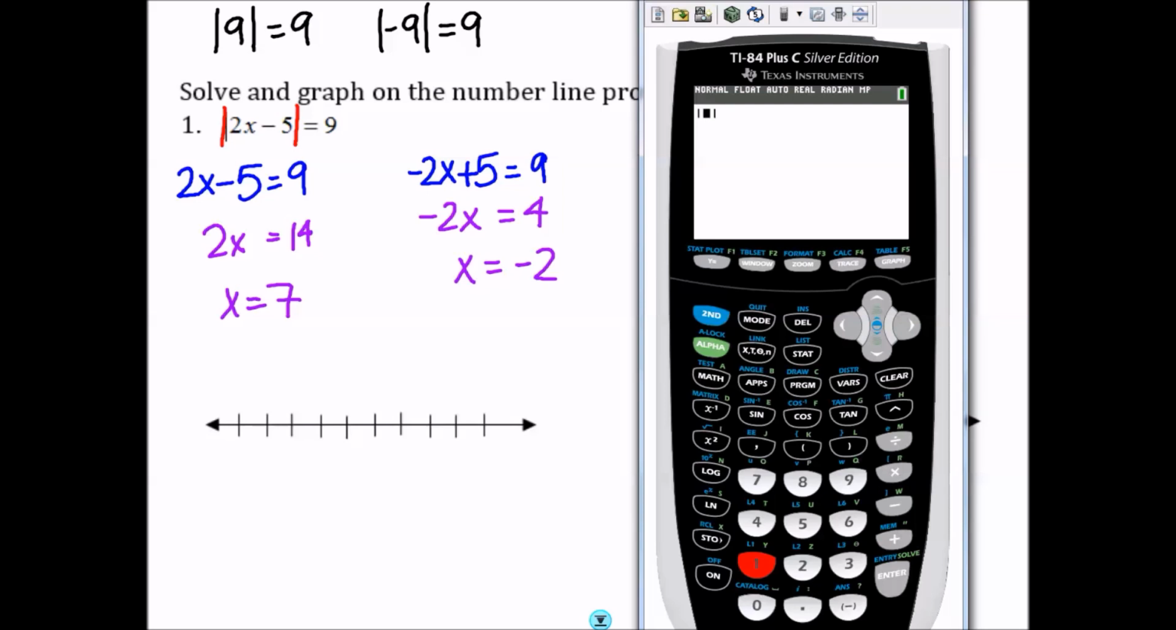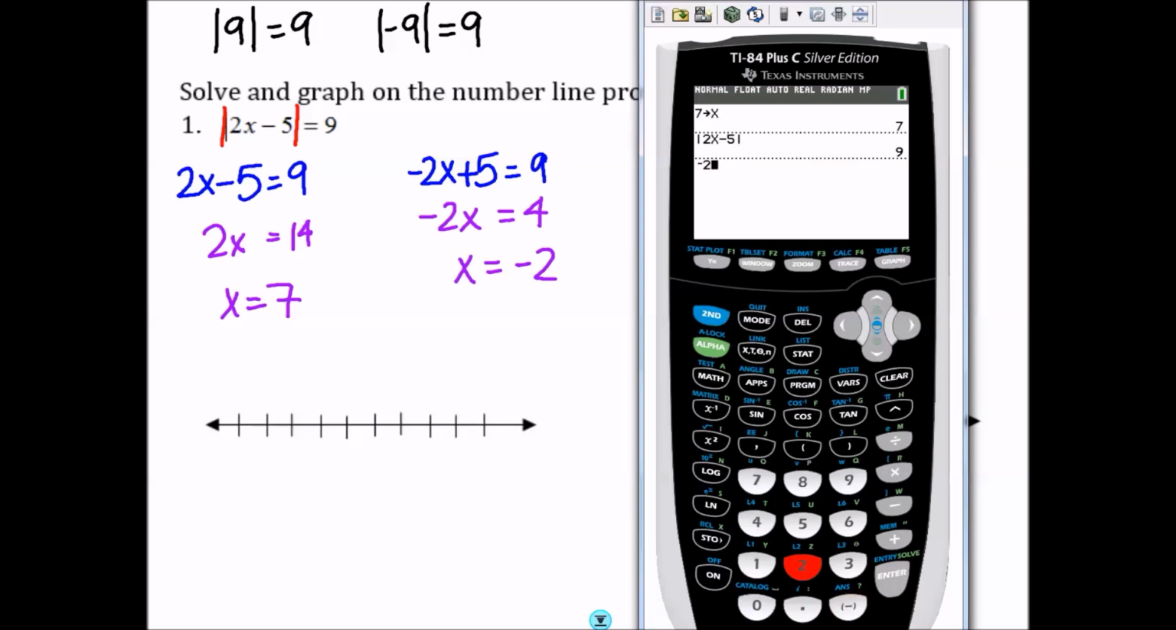Okay. Now, the best way to check your solution is to use the store button. So I'm going to say 7, store that for x, and then hit enter. Then the calculator is going to plug 7 in wherever I type x. Then if I type the equation, math, num, abs, 2x minus 5, I get 9, which is what I wanted. Now I'll check the other solution.